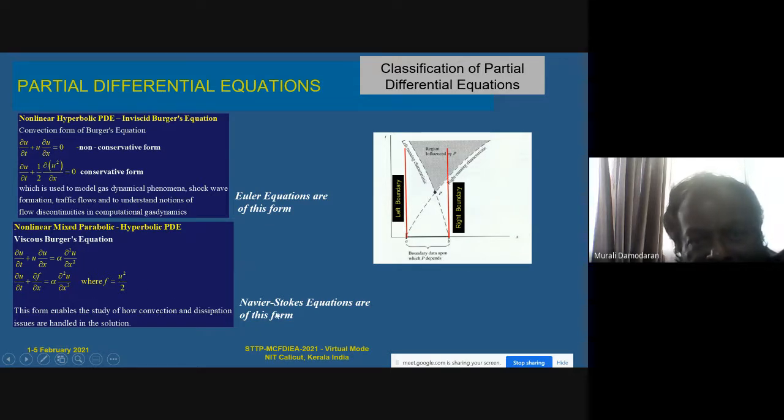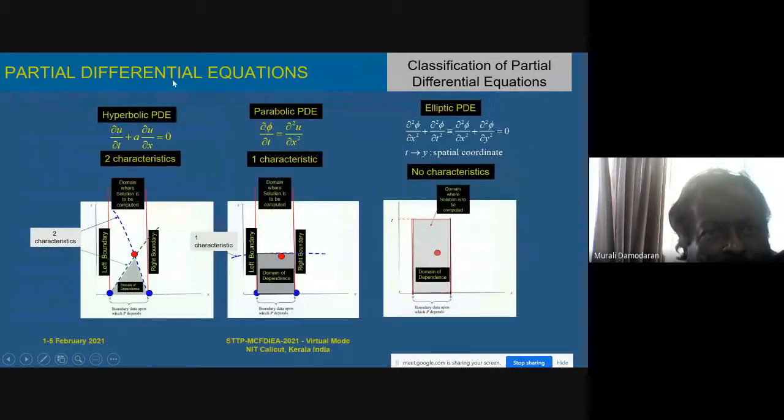So Navier-Stokes basically is a mixed parabolic and hyperbolic PDE. If you look at the hyperbolic PDE, you will find that it has two characteristics shown here in blue lines. This is the computational domain. Boundary data, I'm solving in between these two points, and there's a domain. I want to know what is the value here. It will only be influenced by this gray region, nothing else, because of the characteristics.